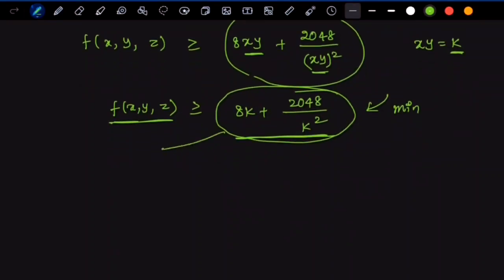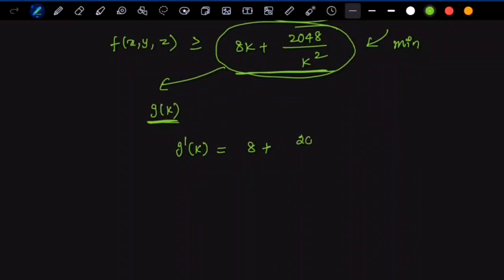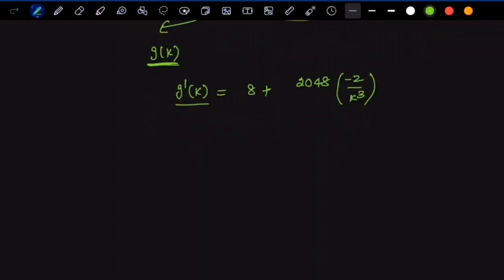So let us consider this function as g of k. Now we have to find out the minimum value of g of k, and that will be the minimum value of f of xyz. So how do you find the minimum value of g of k? Simply take the derivative of the function. So that will be 8 plus 2048 times the differentiation of k square, which is minus 2 upon k cube. Now set this g dash of k to 0.